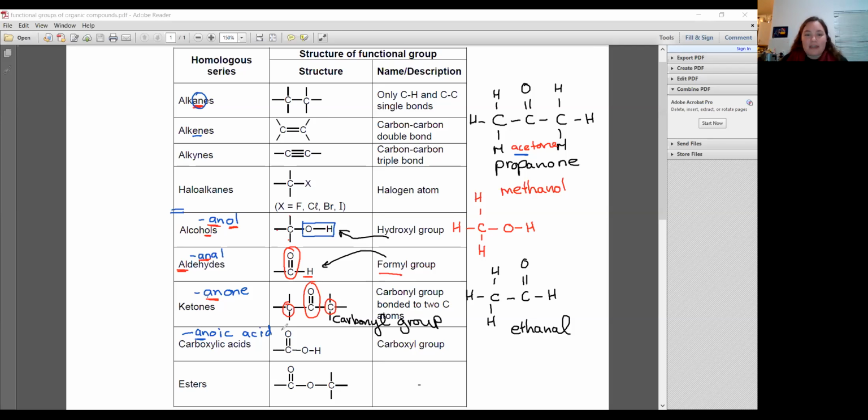So our carboxylic acid is a C double bond O straight onto an OH. So if I were to do butanoic acid, it's got three carbons, double bond O, OH, and then we just have to fill in the balance of the hydrogens. Okay, I'm going to pause before we go on to esters, because esters are a totally different kettle of fish, and we'll get back to that.